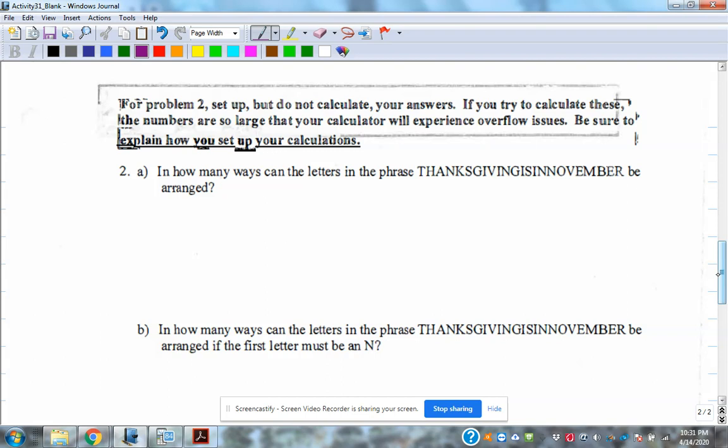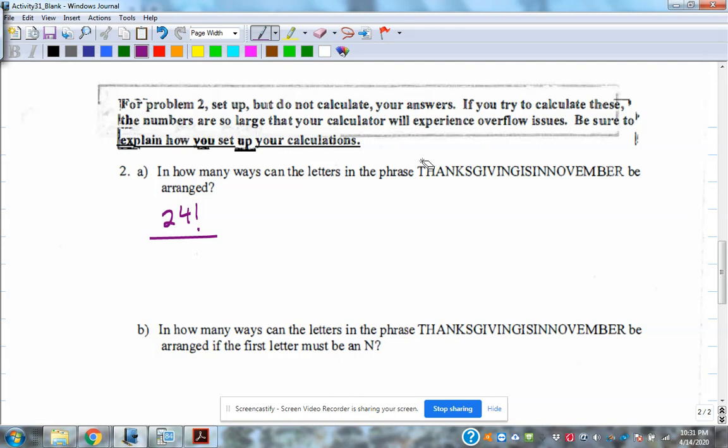Okay, so the difference in this and what we did in activity 30 is that we're arranging these letters, and we can count up how many letters there are. There are 24 letters in that collection there. So we would think, oh, that's 24 factorial because you have 24 blanks there. But because we have some repeated letters, we have to take those parts out. So what are the repeated letters?